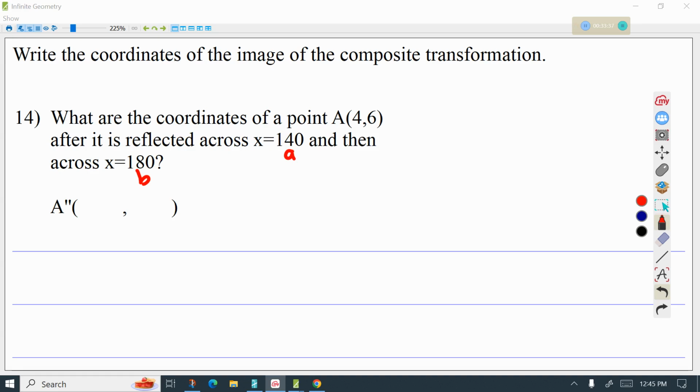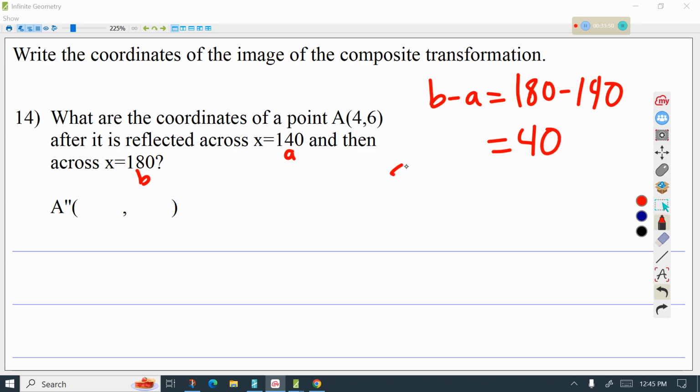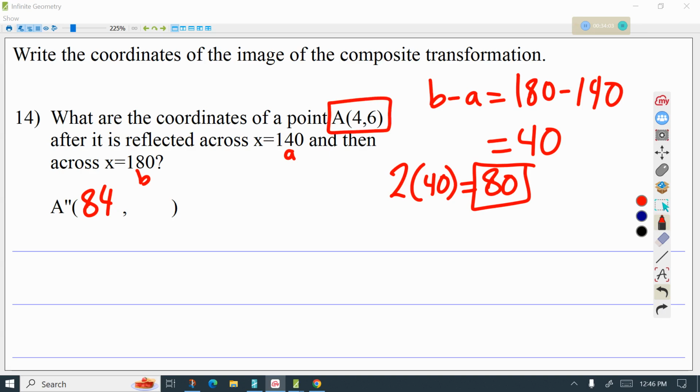So now what happens? Well, how far apart are those? What's B minus A? Well, 180 minus 140 is 40, right? These mirrors are 40 apart, okay? But 2 times 40 is 80, and that's what we have to move. So what do I add this 80 to, right? The 80 is going to get added to the x coordinate, right? So 80 plus 4 makes 84. Again, we're using this number as the point that we're moving, okay? And the y coordinate doesn't change.